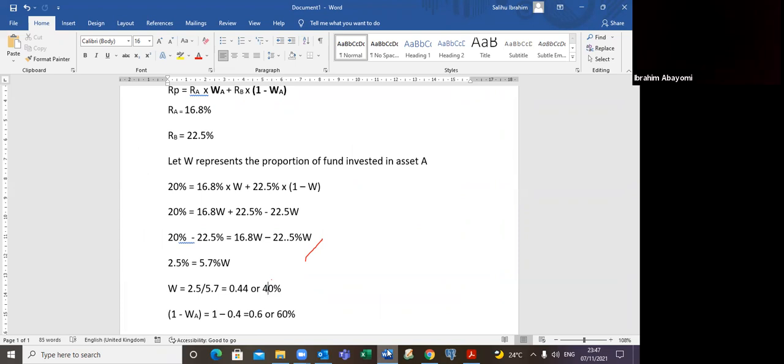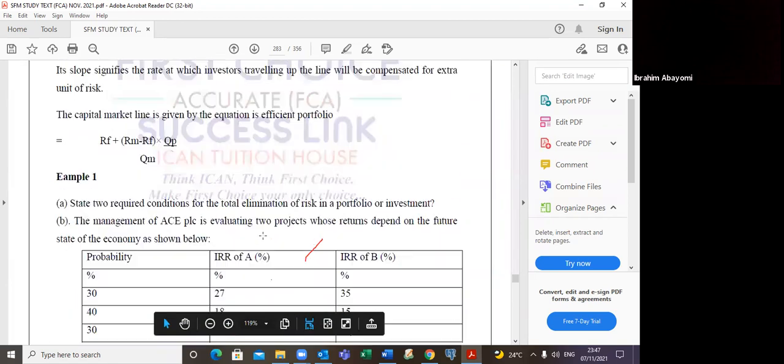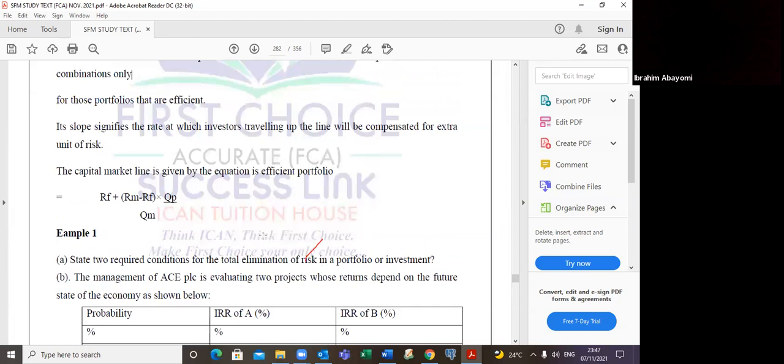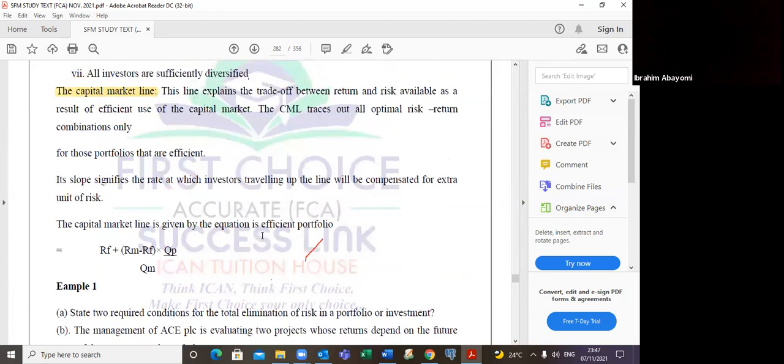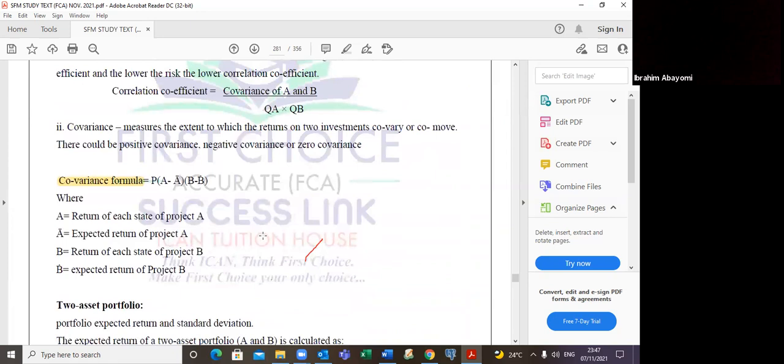Now, let me go back to that note. Look at the formula for correlation. Before I can calculate my correlation, I must know my covariance. I must know my standard deviation of A. I must know standard deviation of B. If you don't know that, for this question, you cannot calculate the correlation.